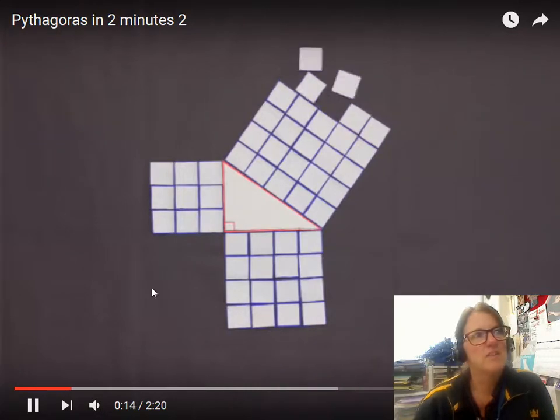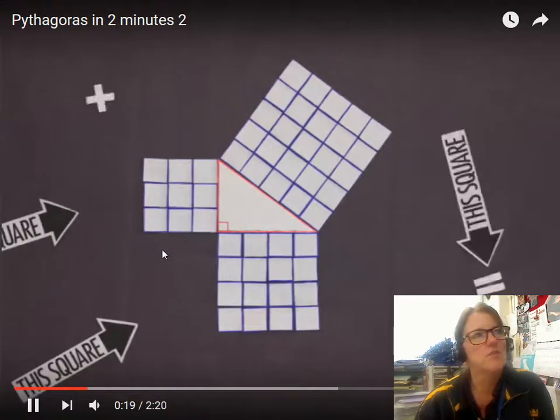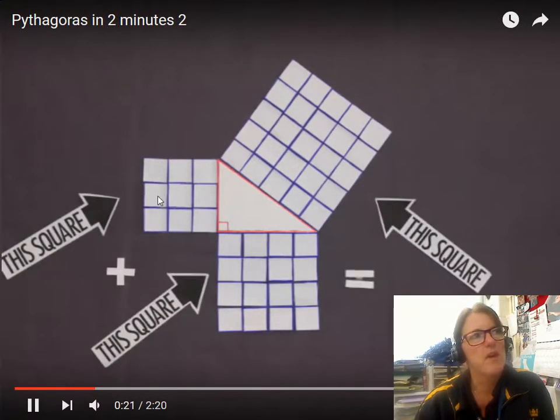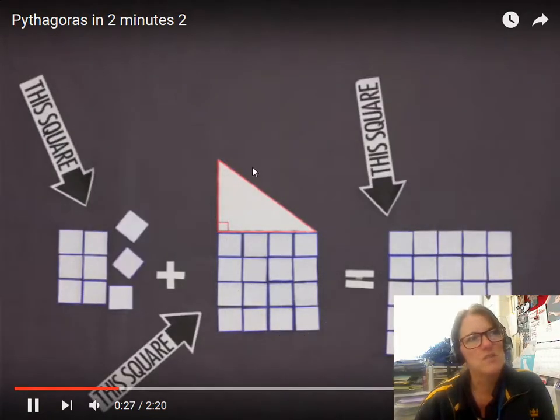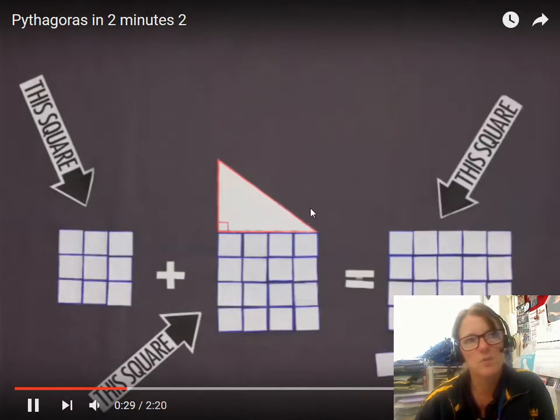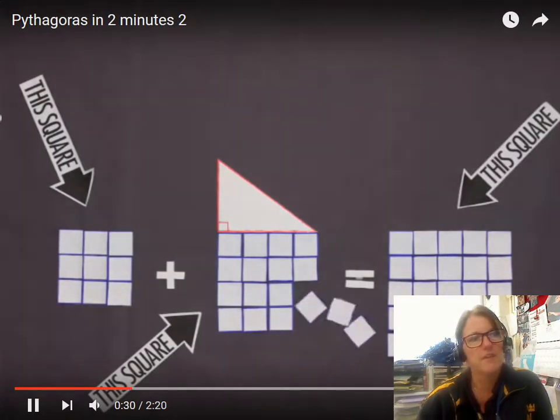Now, if you take a look at this, this is that first group of triangles or squares I had you use, where this was the 3x3, 9 squares. This was 4x4, 16 squares. And this last one on the hypotenuse side was the 25, because it was 5x5.